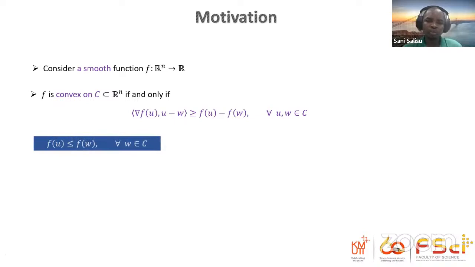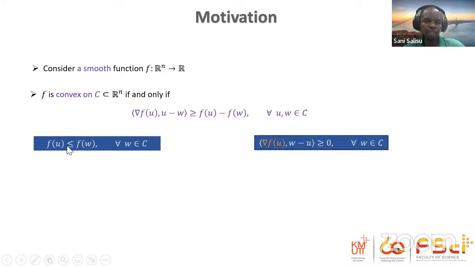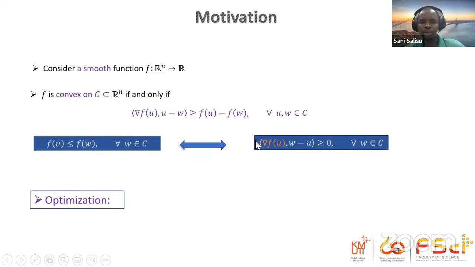From this relationship, which is a characterization of differentiable convex functions, one can see that a minimizer of F, which is stated here, and the variational inequality with respect to the gradient of F are actually equivalent. So all you need is to use this inequality and you establish the equivalence relationship between this one and this one.